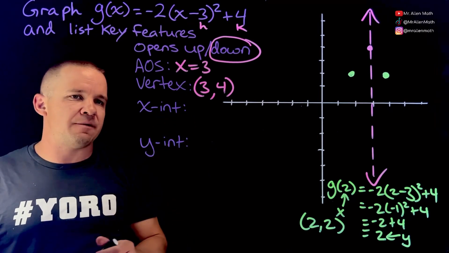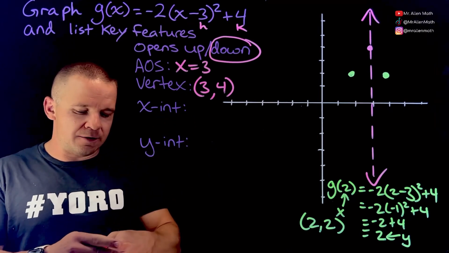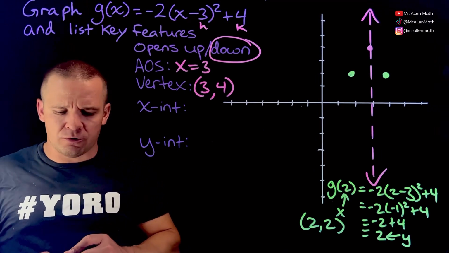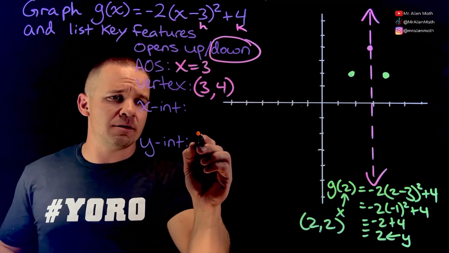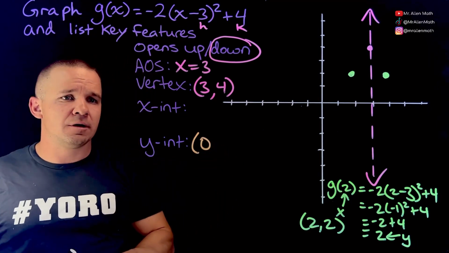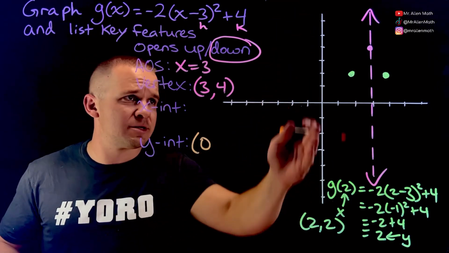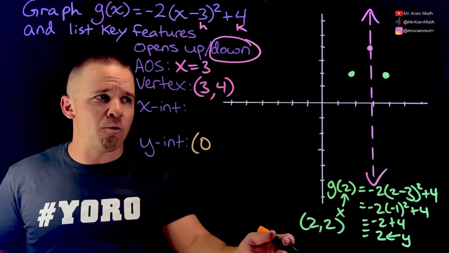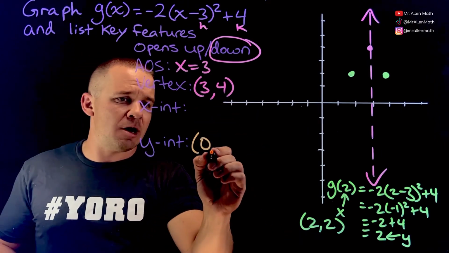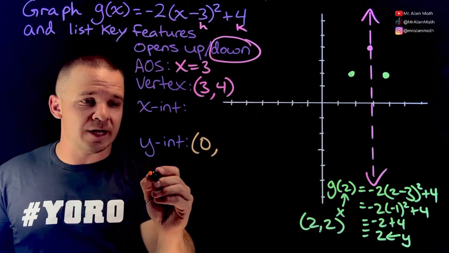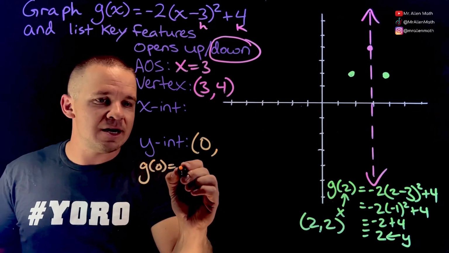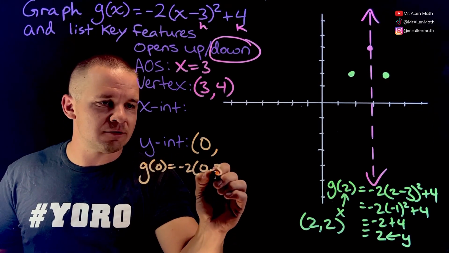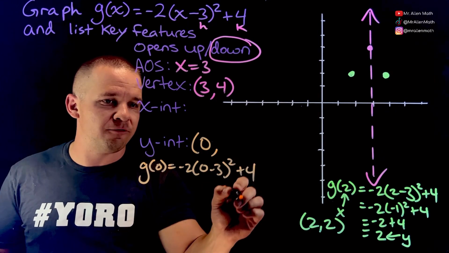We'll save the x-intercept for the end, okay? So for my y-intercept, what's my x-coordinate always going to be when I'm getting my y-intercept? Well, that's going to be 0. All right, my x-coordinate's going to be 0 because it's always along my y-axis. So I'll plug in 0, and I'm going to do that again, similar to what we just did here. G of 0 equals -2(0 minus 3) squared plus 4.